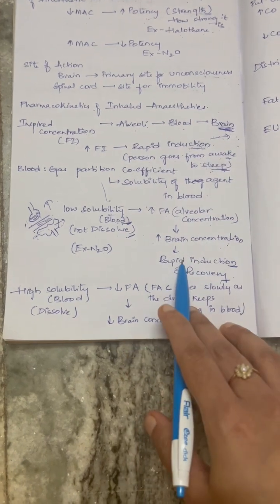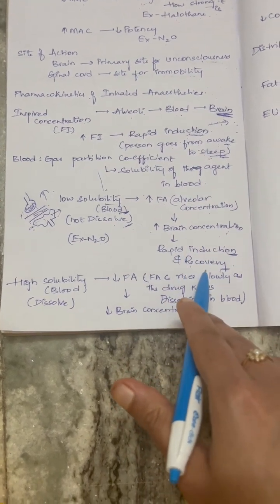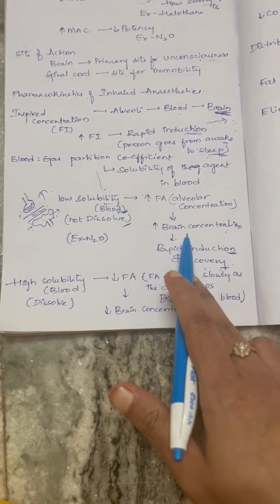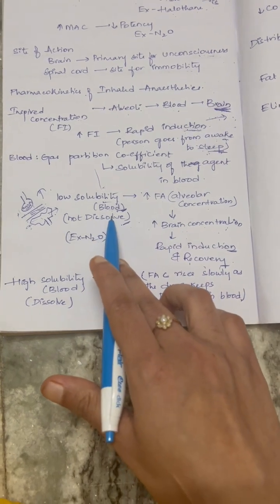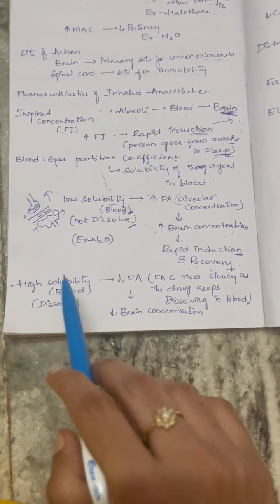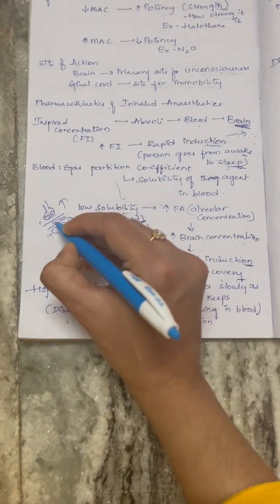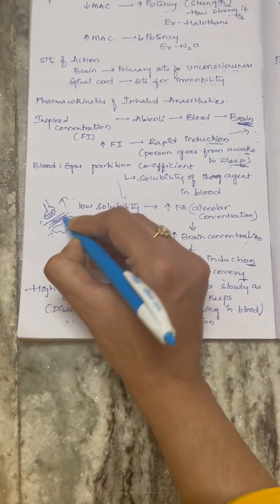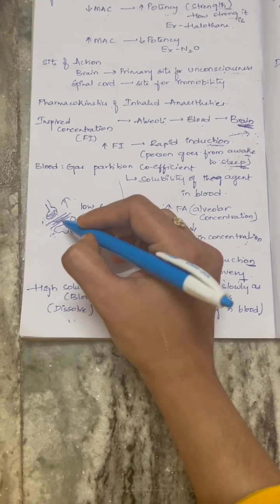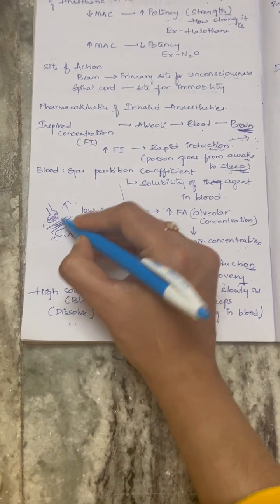So it has a rapid induction, and the recovery will also be fast as it reaches the brain earlier, just because it has a low solubility in the blood. In the opposite way, if it is highly soluble in the blood, that means the drug is easily dissolving into the blood. So you need more of that medication.